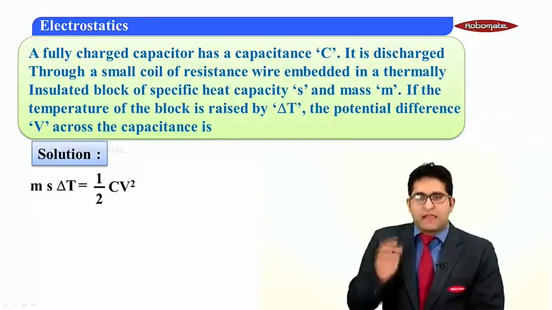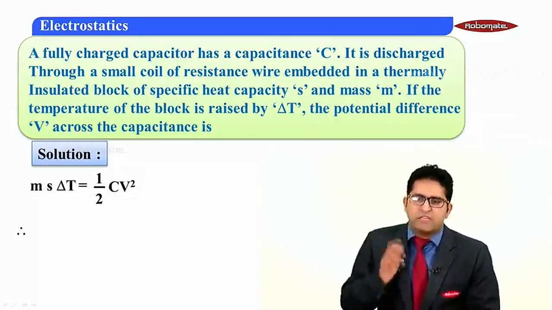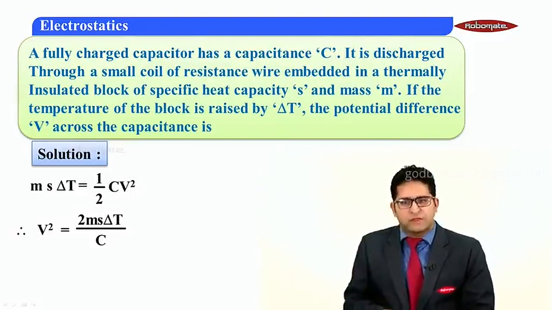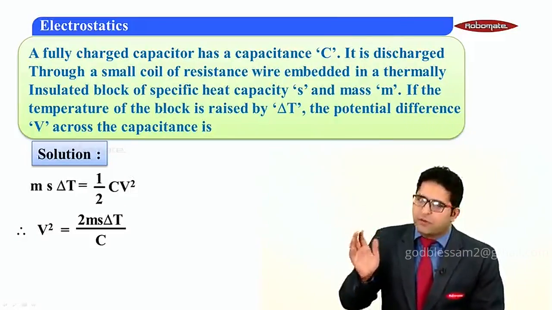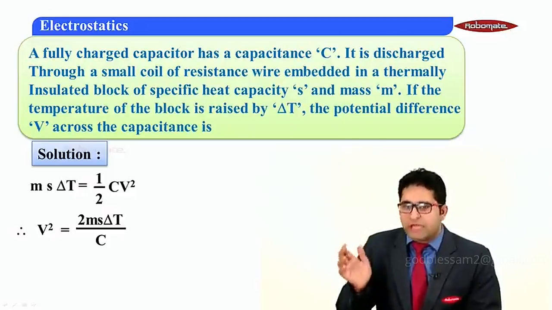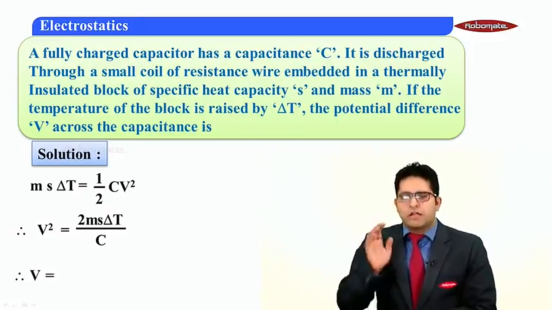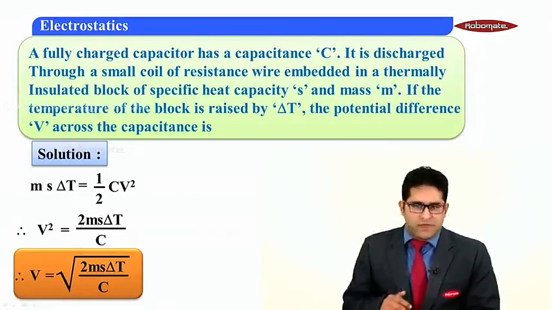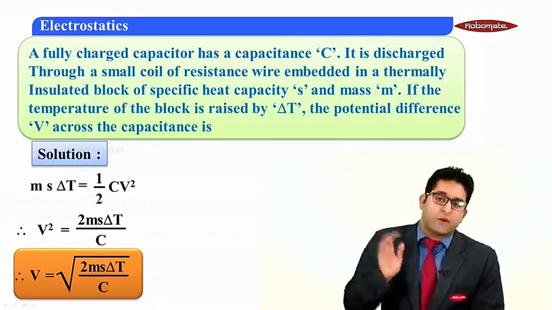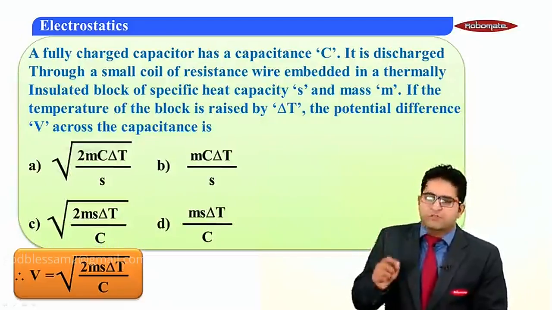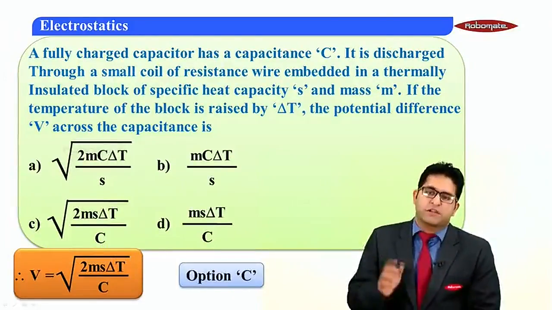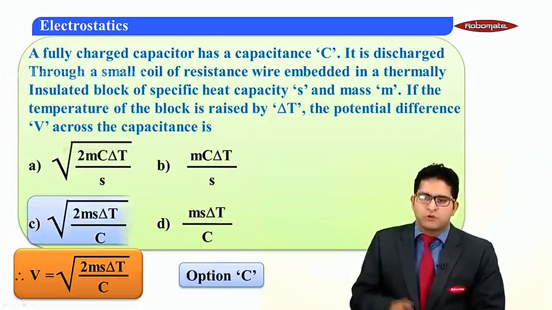Now I'll rearrange it and I'll get the value of V square. So I can write V square equal to twice Ms delta T upon C, right? Now if I take the square root, I'll get the value of capital V. Therefore capital V is equal to under root of 2 ms delta T upon capital C, right? Now let us move further towards the question and options, right? So which option is matching? Carefully, yes, option C is the correct answer in this particular situation, right students?